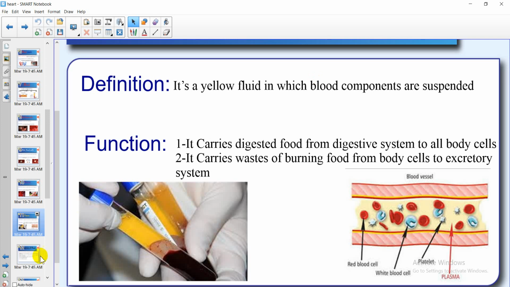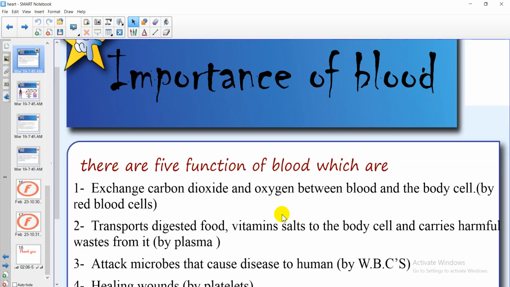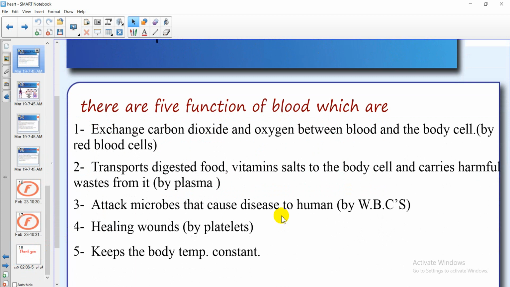Okay, after this, we talked about the heart, blood vessels, and the blood and its components. The importance of the blood: there are 5 functions of the blood, which are exchange of carbon dioxide and oxygen, transport of digested food and harmful wastes outside our body, attacking microbes by the white blood cells, healing wounds by the platelets, and keeping the body temperature constant by the blood, and the exchange of carbon dioxide and oxygen by the red blood cells.